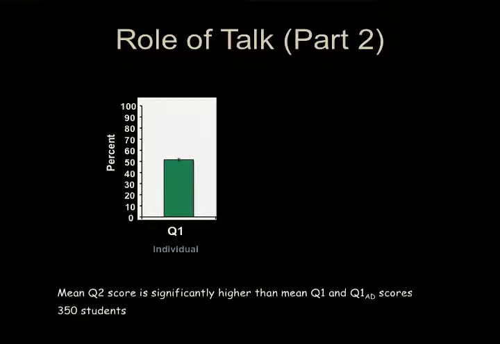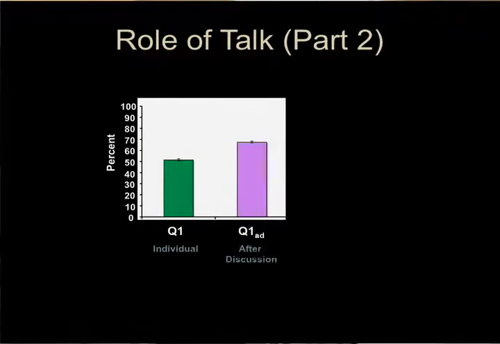Students were asked 2 questions. The first time they answered question 1 individually. They then responded to question 1 again following peer discussion. Students were more likely to get the first question correct following peer discussion.